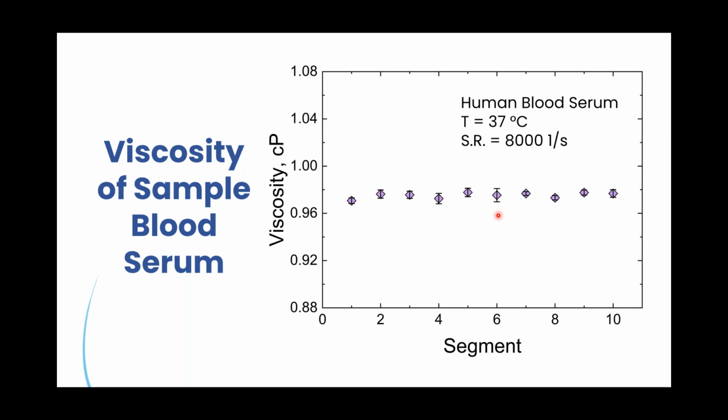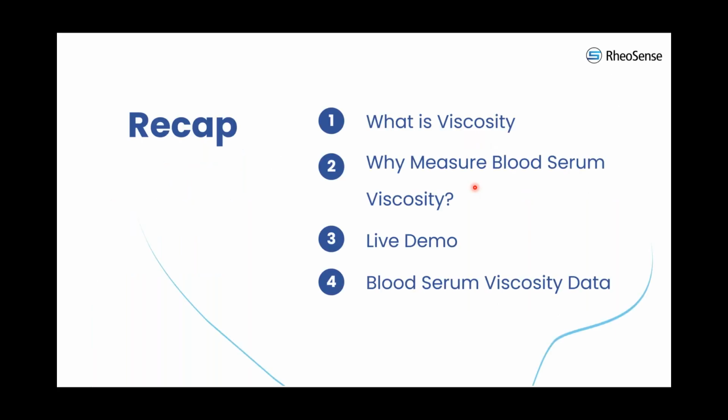The error bars are tiny. You can see the x-axis is pretty zoomed in. Each of these increments is like 0.02 centipoise, and all this data is around 0.01 centipoise. So this is the data you can get with one pipette within a few minutes, as you just saw with the sample that I ran. So let's do a quick recap.